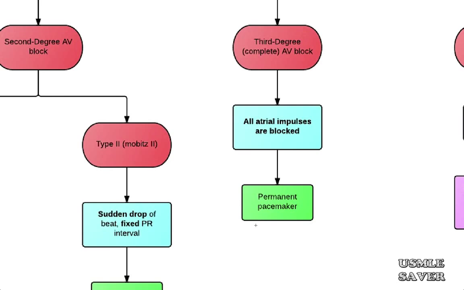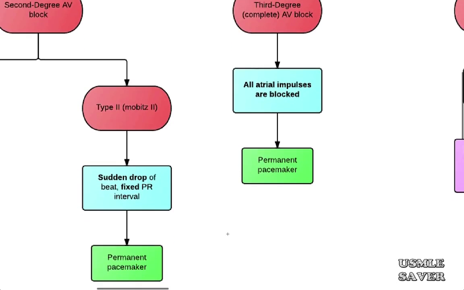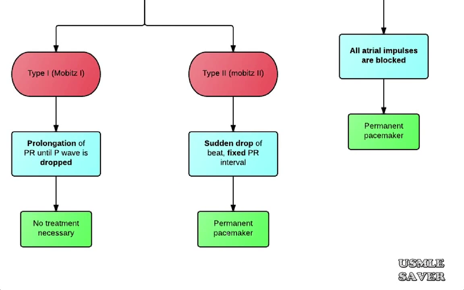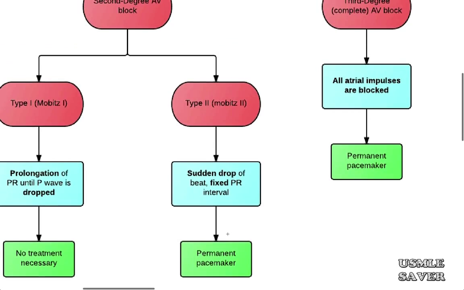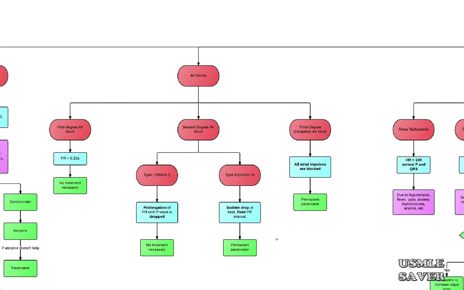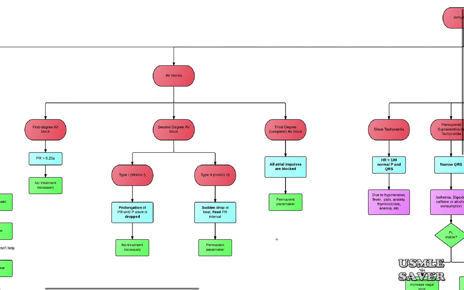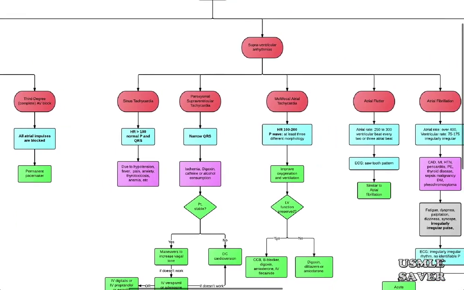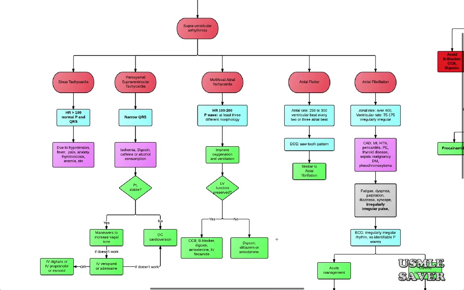So remember that for first degree heart block and Mobitz 1, patients don't need treatment. And for Mobitz 2 and third degree heart block, patient needs a pacemaker. Make sure you look online or in your books for heart block EKGs. There's a good chance that USMLE will have at least one question about this. So this is it for heart blocks. Alright, now let's move on to supraventricular arrhythmias.